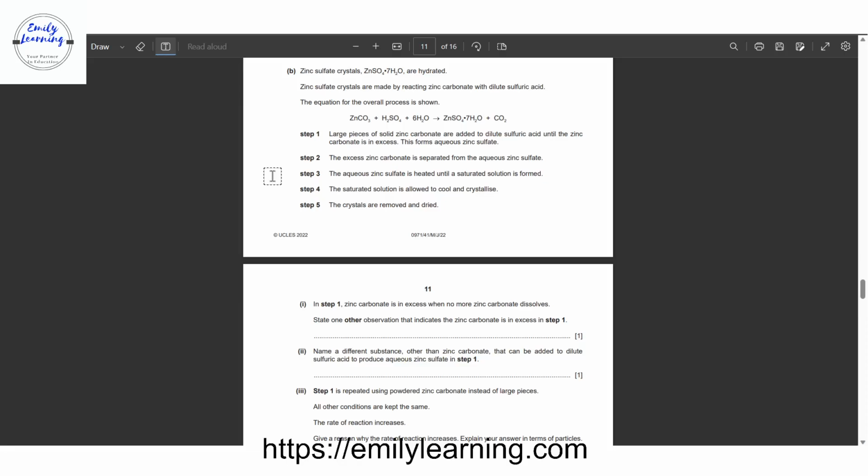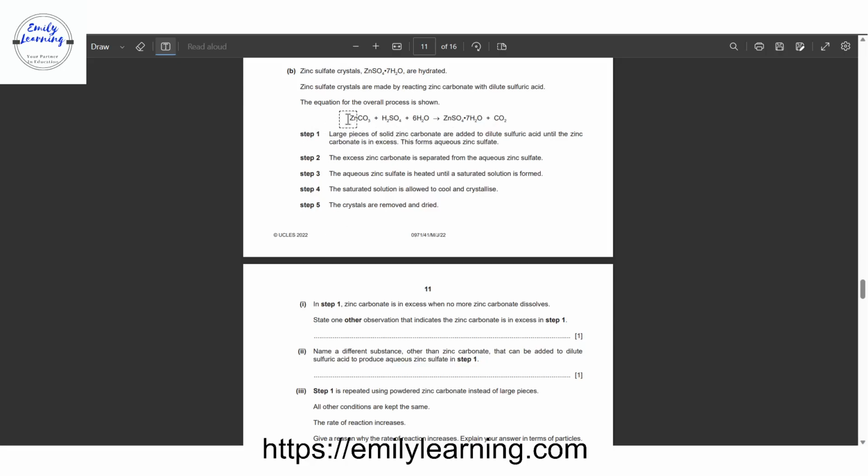So zinc sulfate is a soluble salt. So to form it, you add excess insoluble carbonates, oxides, hydroxides, or metal if the metal can react with the acid and it's not too vigorous either. Okay, you add excess of this, okay, to form this salt. Okay, so let's take a look at the steps that are given.